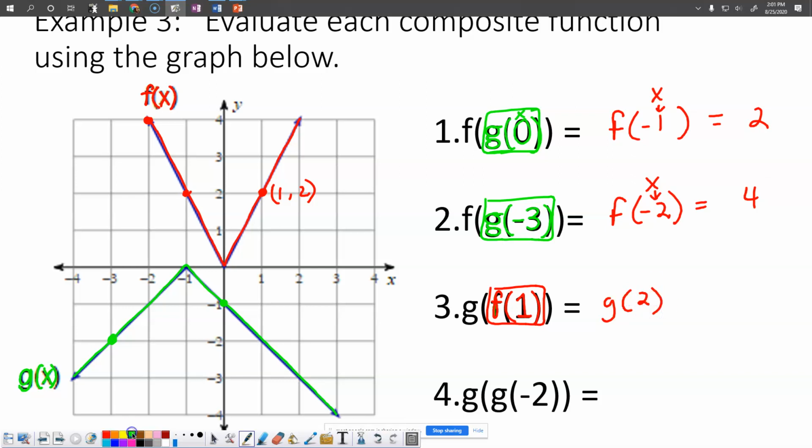And now I'm going to figure out on the green line, the g function, where does x equal 2? And what's the y value that goes with that? And the answer is -3. Let's do one more here.